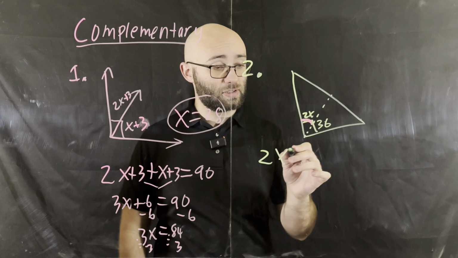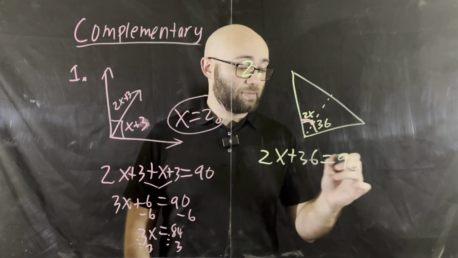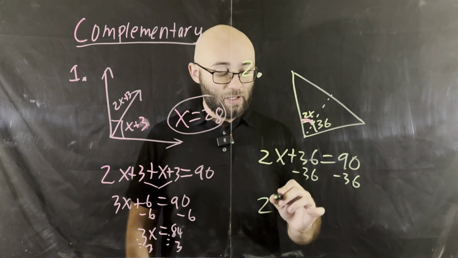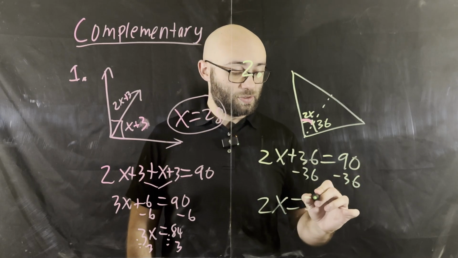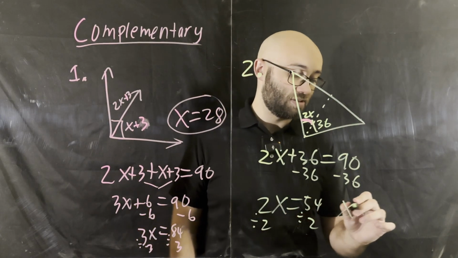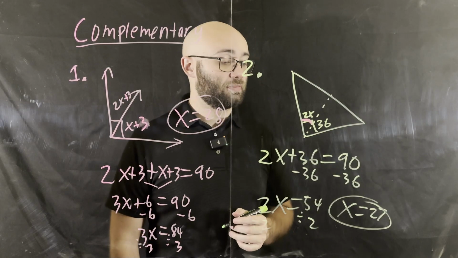So 2x plus 36 is equal to 90. So let's subtract 36 over, subtract 36. 2x is equal to 54. Divide that by 2, divide that by 2. X is equal to 27. Bam. All right, I'm done.